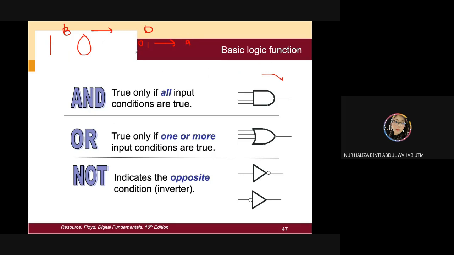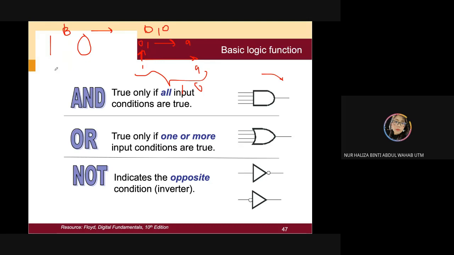So this is decimal numbering, which is base 10. That's why you have 10 numbers, including 0. The 0 number we call as 1 until 9, altogether we have 10 numbers. That's why we call it base 10.